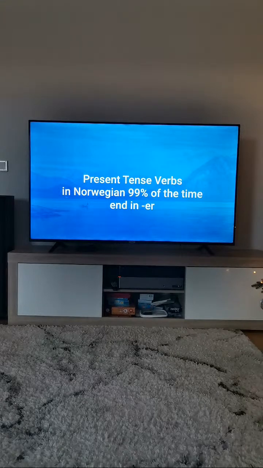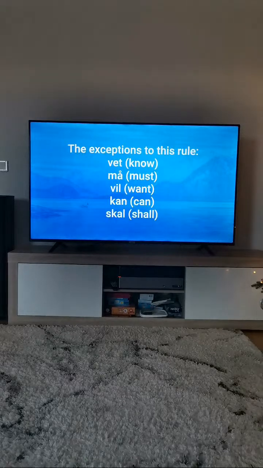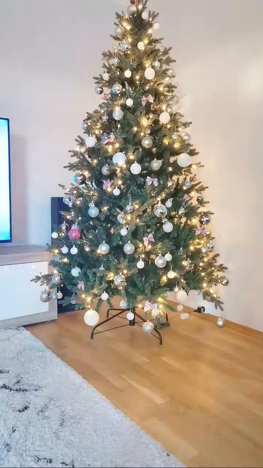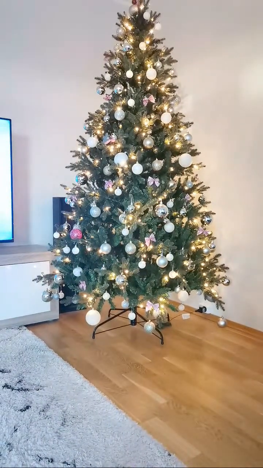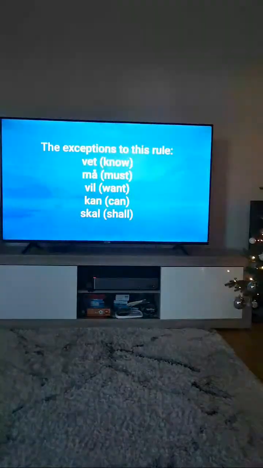It's pretty easy to spot a present tense verb in Norwegian because 99% of the time they always end in ER. There are very few exceptions to this rule, and the ones that I know of are these right here. Vet, må, vil, kan, and skal. These verbs right here are written in their present tense as you see them right now. But other than this, they will always have ER at the end. If not ER, they will at least have an R at the very end.